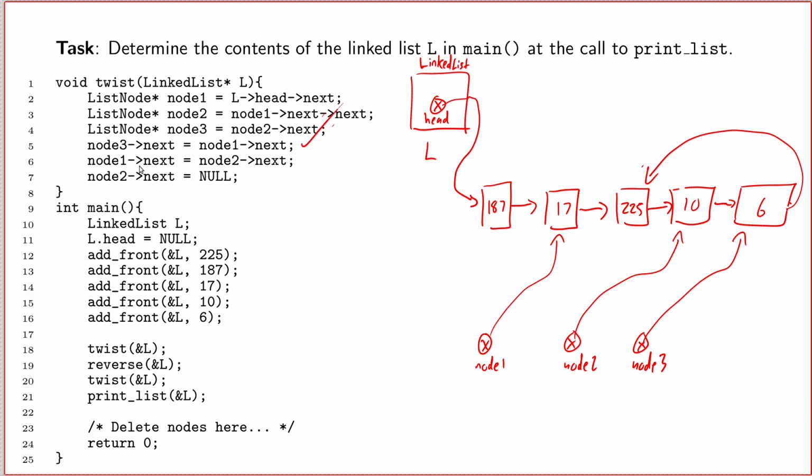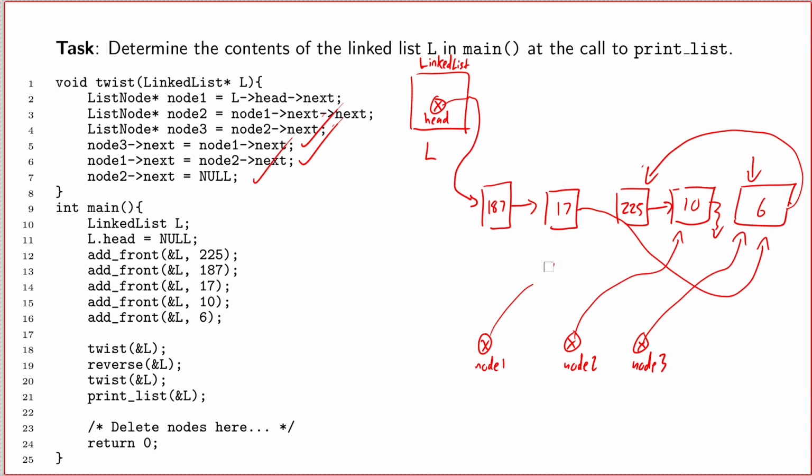Node 1 arrow next equals node 2 arrow next. Okay, what's node 2? There it is. Node 2 arrow next would therefore be this thing. Node 1 arrow next will now point at the node with the 6. So I'll write that down there. And then that's that pointer taken care of. And then node 2 arrow next equals null. So here's node 2. Here's its next pointer. That now equals null. And the twist function's over again.